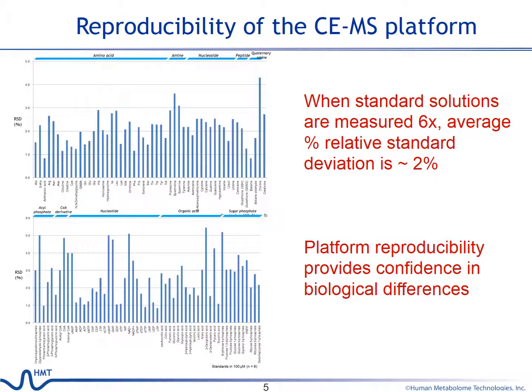Here you can see the low relative standard deviations, or RSDs, achieved as a result of measuring a standard solution 6 times. Typically, RSDs are at 2% or below and are similarly as low for anionic compounds. RSDs for LC analysis are typically in the 15 to 25% range. This allows you to be confident that any differences observed are real and a result of biological variations and not the technical platform.